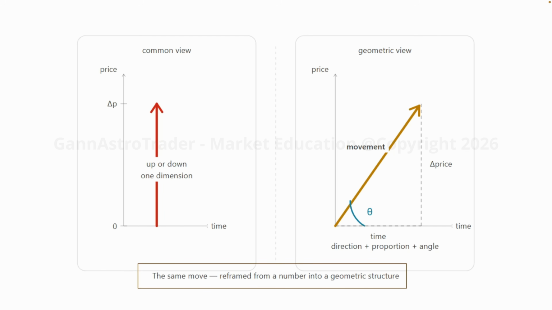When we look at market movement, most traders only see it in one dimension. Price goes up, price goes down, and everything is interpreted as vertical movement. But this is a very limited way of looking at the market.